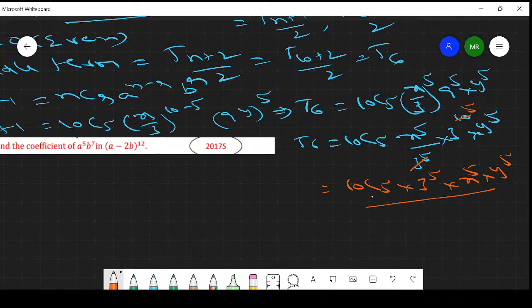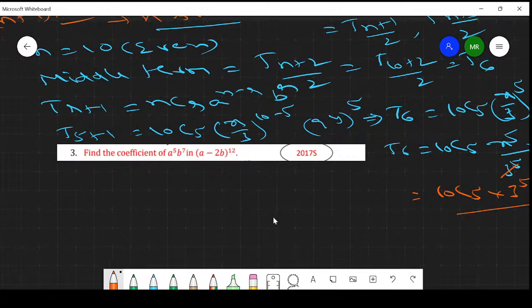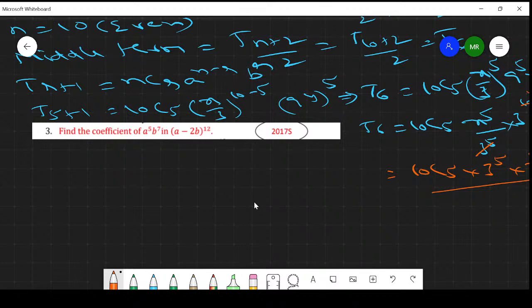How to simplify 10C5? 10 into 9 into 8 into 7 into 6 by 5 into 4 into 3 into 2 into 1, into 3 power 5. You can simplify. Also x power 5, y power 5, I can write like this. That's all. Like this you can find the middle term. That is important, to find the middle term.